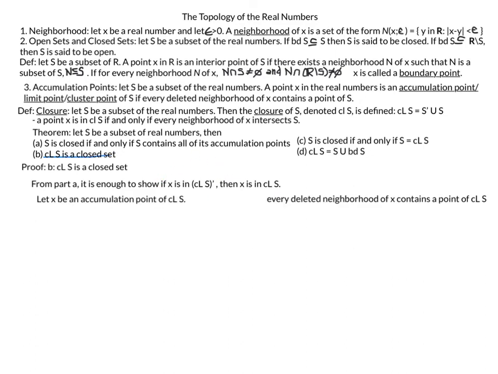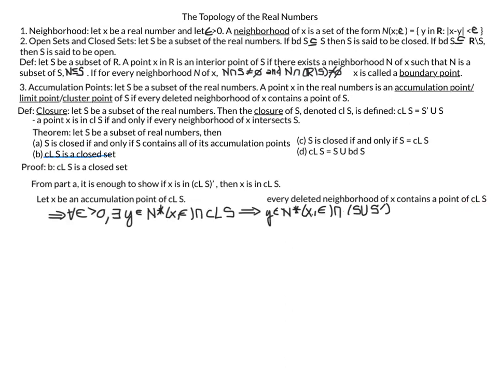We will start with X being an accumulation point of the closure of S here. So looking at the definition of an accumulation point, that means every deleted neighborhood of X contains a point in the closure of S. Here it says S because that's talking about an accumulation point of S. But here we have an accumulation point of the closure of S, so that means every deleted neighborhood of X contains a point of the closure of S.